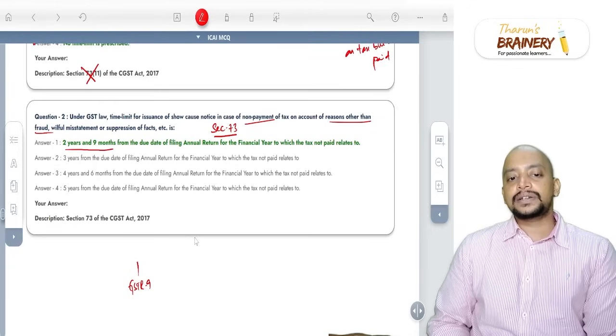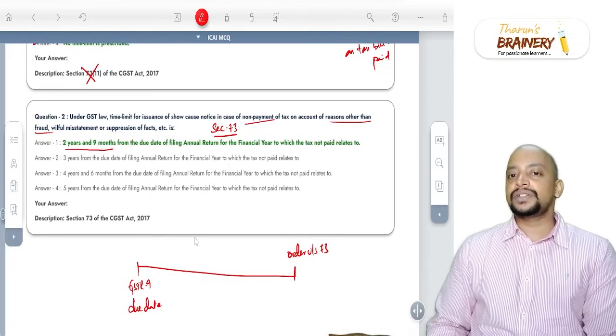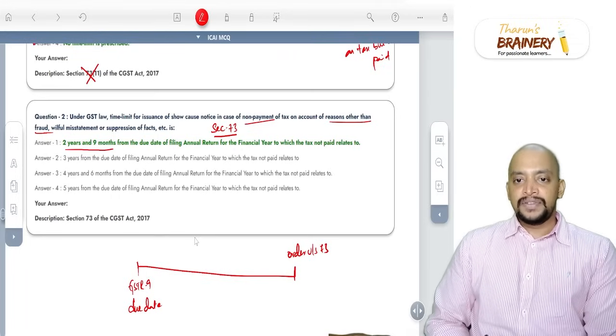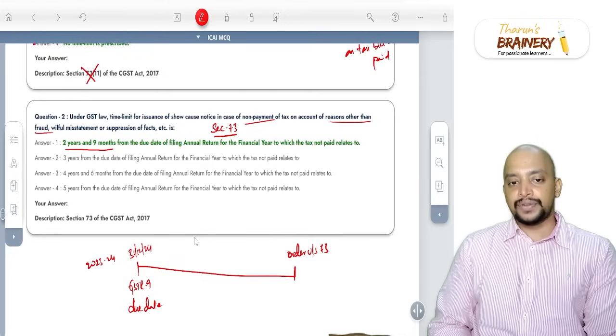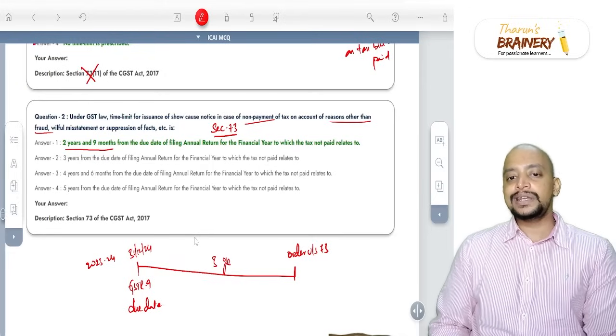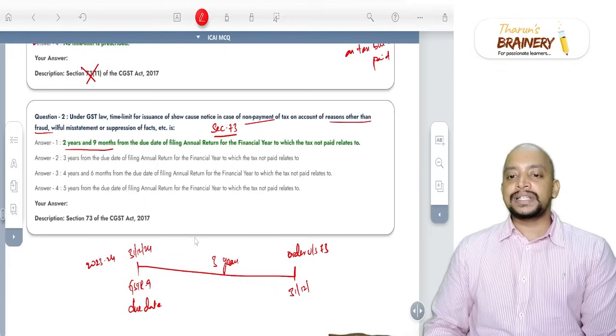GSTR 9 due date. So within 3 years, the order should be passed. Okay, order under section 73 should be passed within 3 years. Say for example, financial year is 2023-24. Due date of GSTR 9 will be 31st December 2024. So 3 years they need to pass the order. So that will be 31st December 25, 26, 27.